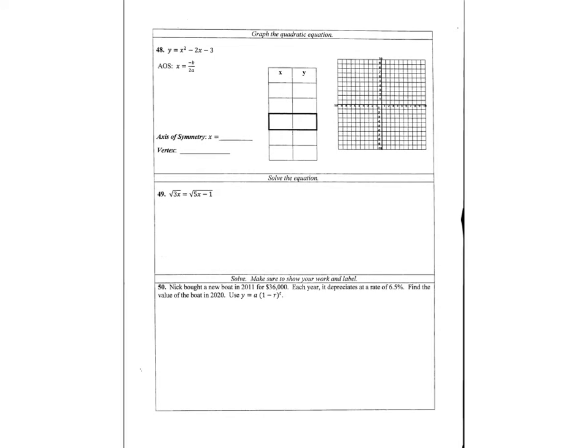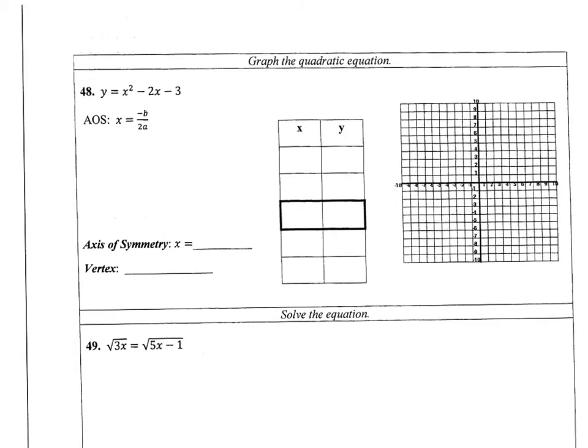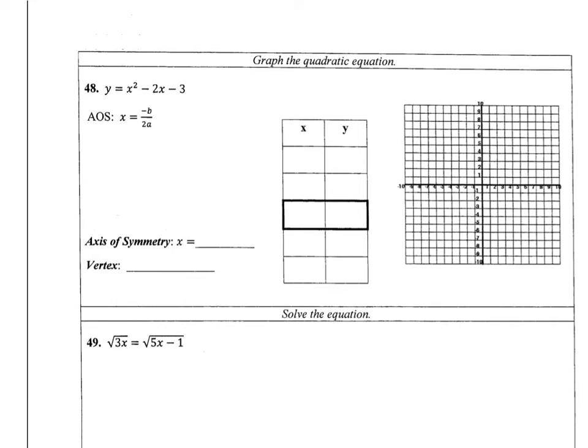Okay, 48. They want to know the axis of symmetry, so just put that in the calculator. Or you could use negative b over 2a. It's your choice. And same with the vertex. And then you're going to draw the graph that you got on your calculator over here.